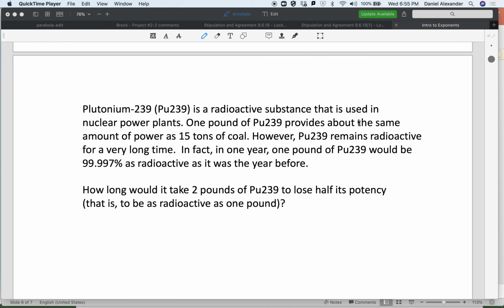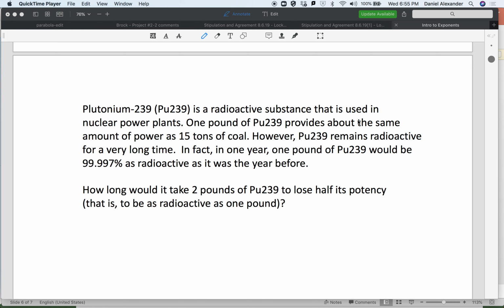Plutonium-239 is a radioactive substance that is used in nuclear power plants. 1 pound of plutonium-239 provides about the same amount of power as 15 tons of coal. However, it remains radioactive for a very long time. In fact, in 1 year, 1 pound of plutonium-239 would be about 99.997% as radioactive as it was the year before. That means it doesn't lose much of its potency over the year.